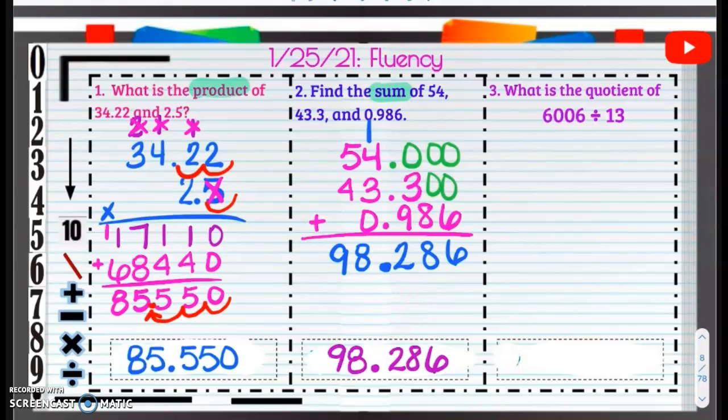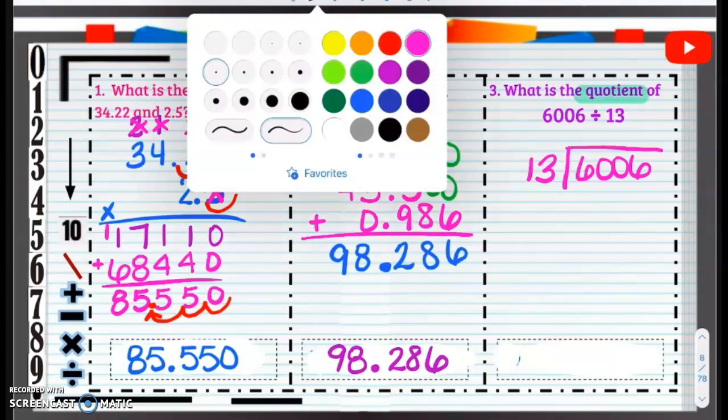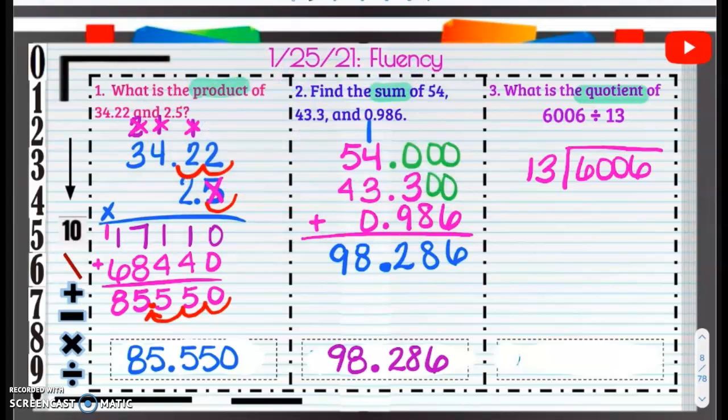Last but not least, what's the quotient? Ooh, I know quotient is division. All right, so we're going to have 6,006 divided by 13. Ooh, we can do it. 6,006 divided by 13. All right, now, I know that we don't have any decimals to pop up. I know 13 cannot go into 6, but I do know it can go into 60. Let's see. What if we tried maybe 4 times? I don't know. Let's try it. So it's going to kind of be trial and error.